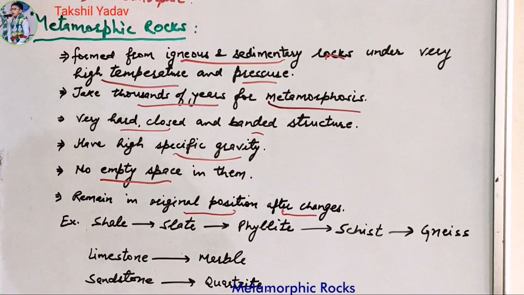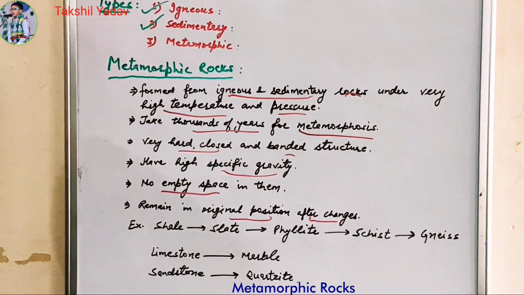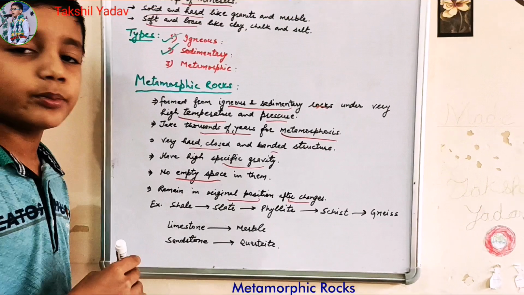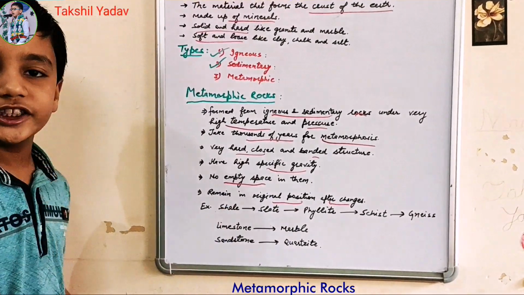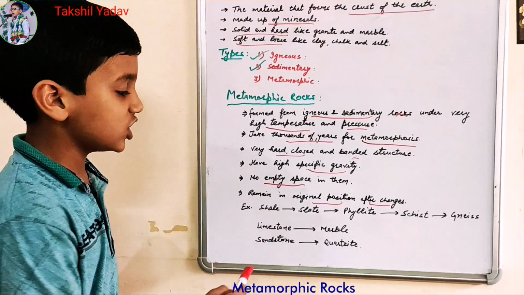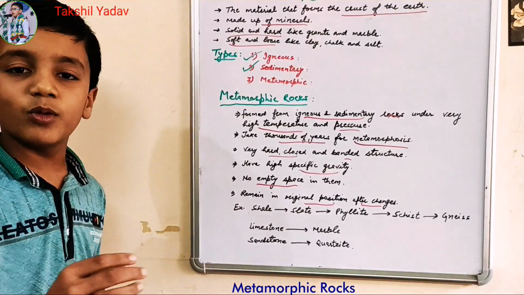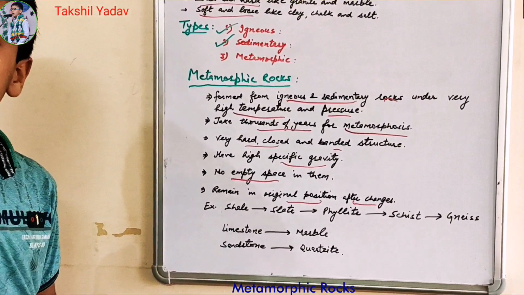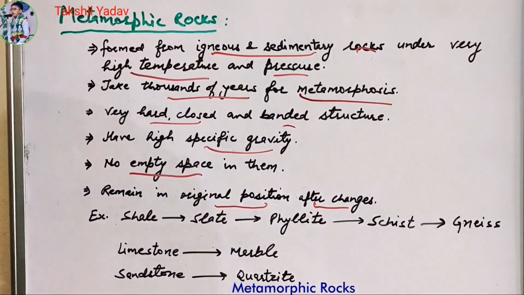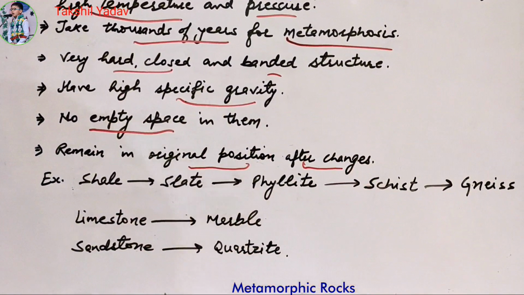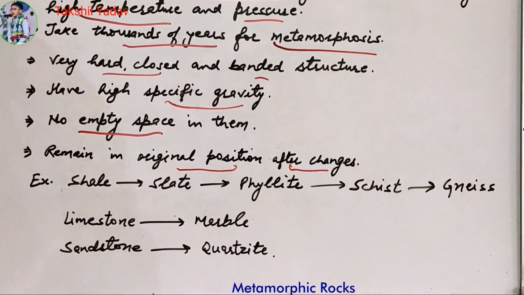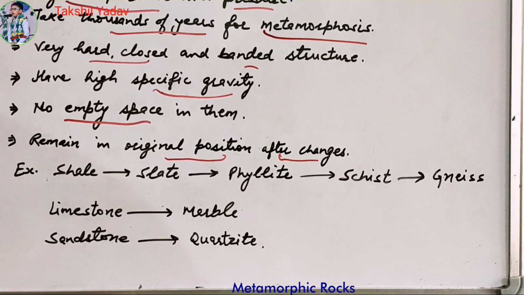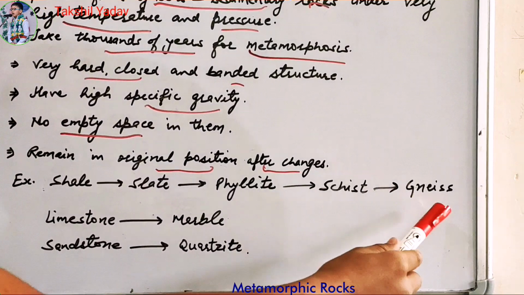Some examples are: when immense heat and pressure acts on shale, which is a sedimentary rock, it changes into slate. When more heat and pressure acts on it, it changes into phyllite. When more heat and pressure acts, it changes into schist. And when even more heat and pressure acts, it changes into gneiss.